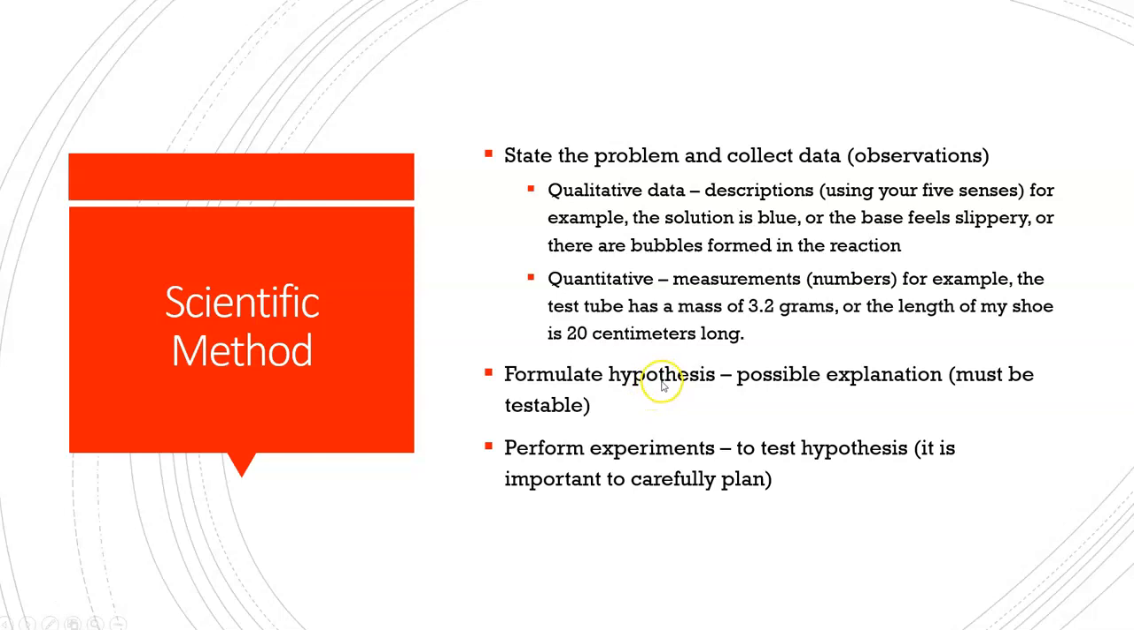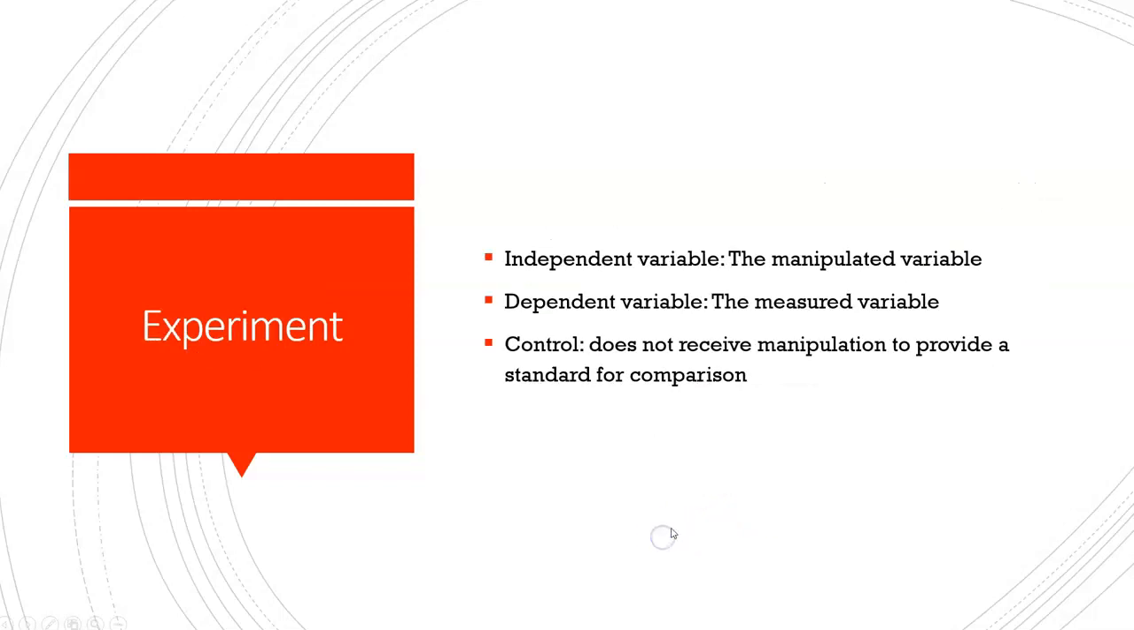Then you would formulate a hypothesis, which would be an explanation, and it would be testable with an experiment. You would perform an experiment to test the hypothesis, and you'd have to plan it carefully so that you would only test one variable at a time.